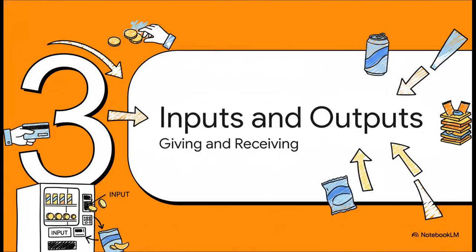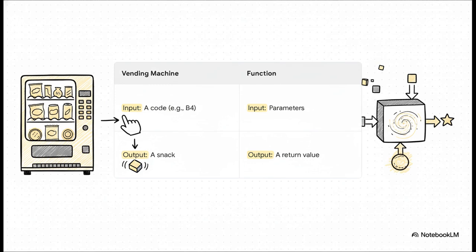Okay, so our function is a self-contained box. We've got that. But how do we actually use it? Well, this brings us to our next key idea, inputs and outputs. And just like with our vending machine, it really is all about the simple act of giving something and receiving something back. The comparison here is just perfect.